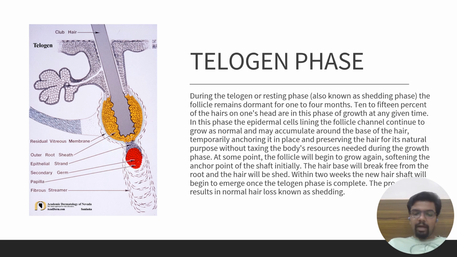At some point the follicle will begin to grow again, softening the anchor point of the shaft. Initially the hair base will break free from the root and the hair will be shed. Within 2 weeks a new hair shaft will begin to emerge once the telogen phase is complete. This process results in normal hair loss, which is known as shedding.